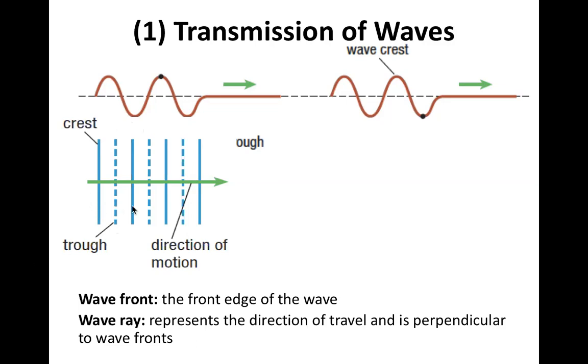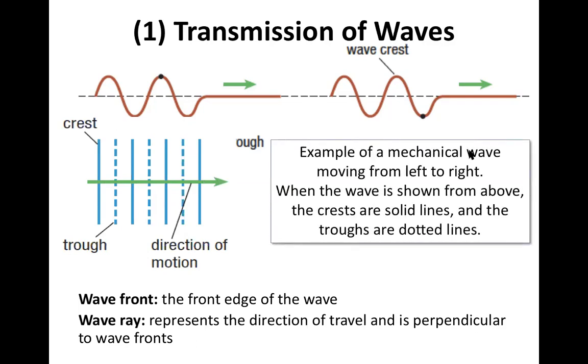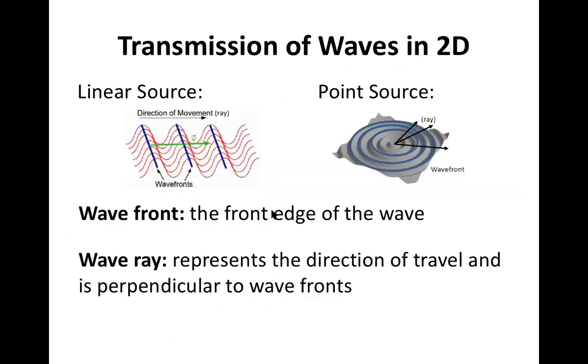So you've got crest, trough, crest, trough. We can still measure wavelength, but we can't measure amplitude, but we could still measure wavelength through here. So the spacing from crest to crest would still be the wavelength. So here is the wave front, and then 90 degrees to that is the wave ray. Example of mechanical wave moving from left to right. When a wave is shown from above, the crests are solid lines and the troughs are dotted lines. So this is a convention that's used in this textbook this year.